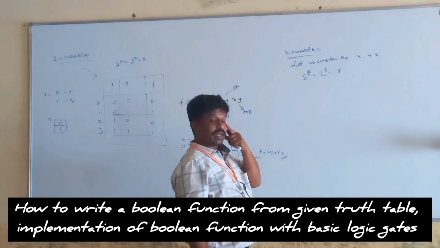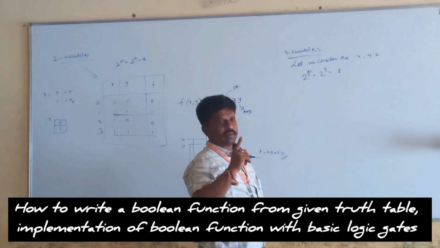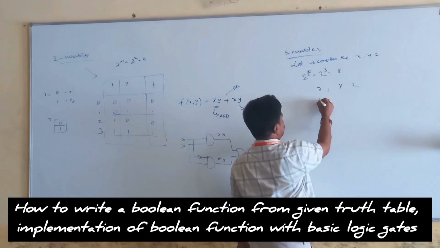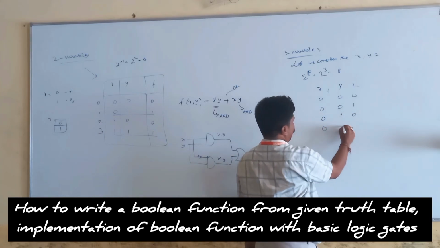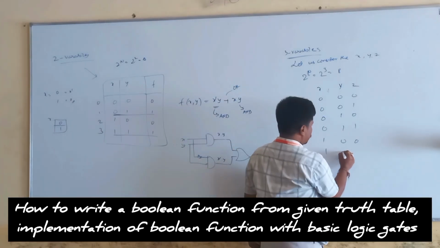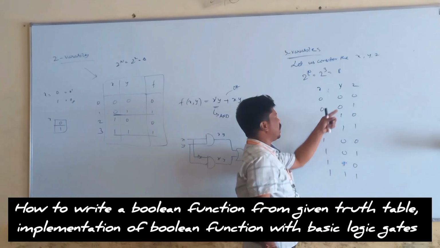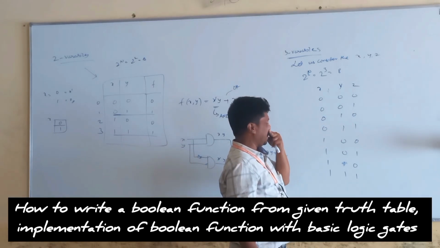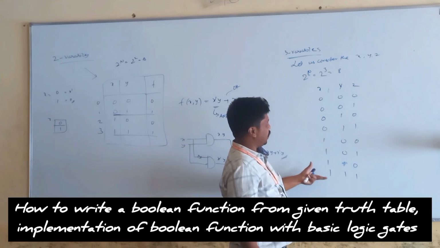The three variables we consider above are x, y, z. This should be 0 0 0, 0 0 1, 0 1 0, 0 1 1 for the 4 combinations. For the next 4 we have 1 0 0, 1 0 1, 1 1 0, 1 1 1. Similarly we are adding 1 to the previous value; 1 plus 1 is 2, which is 1 0, like this. We have the 8 combinations here.